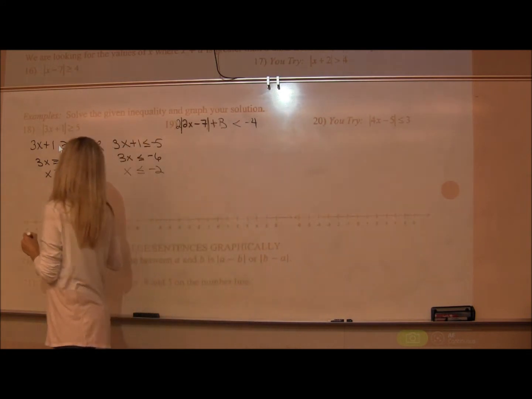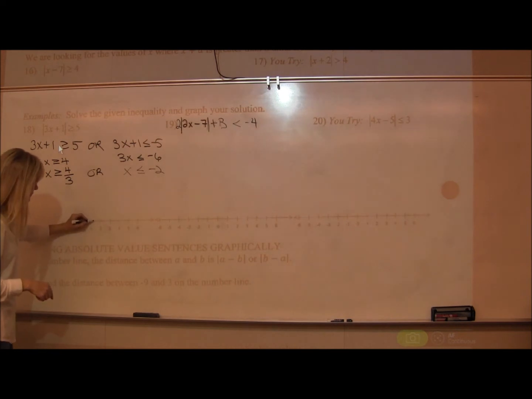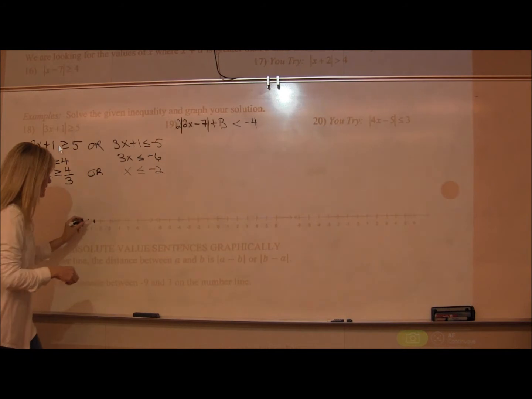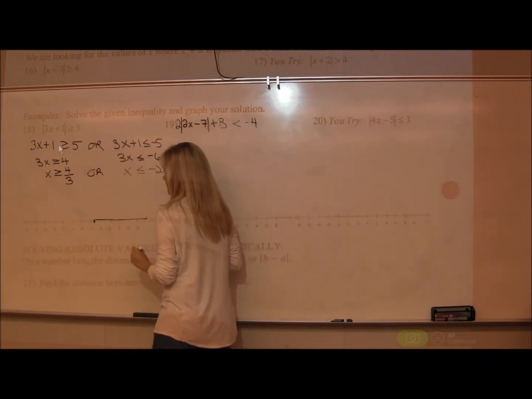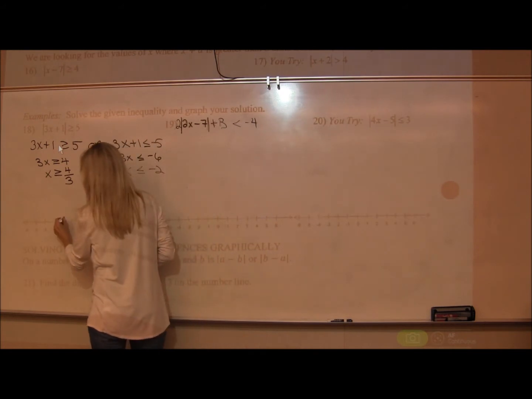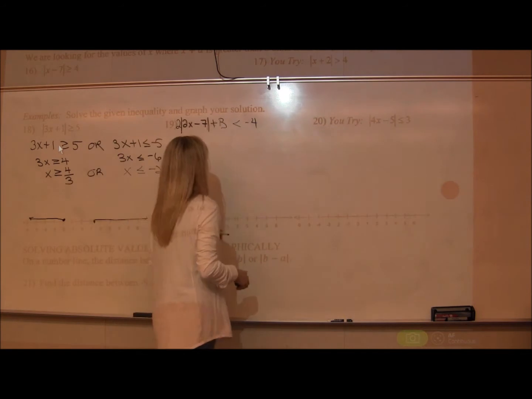So down here on our graph, this is all less than or equal to or greater than or equal to, so we've got solid dots. So here, greater than or equal to 4/3 would be at 1 1/3. Okay, solid dot. And then it's greater than or equal to, so it goes to the right. Less than or equal to -2, you have a solid dot at -2 and an arrow to the left.